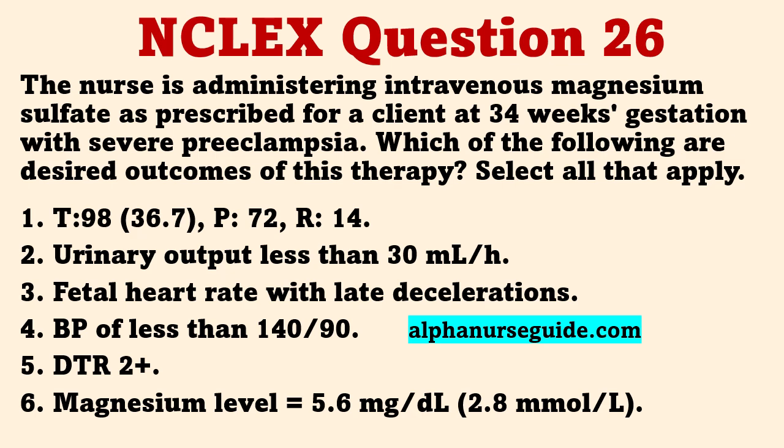Renal compromise is identified with urinary output of less than 30 milliliters per hour. A fetal heart rate that is maintained within the 112 to 160 range is desired, without late or variable decelerations. Deep tendon reflexes should not be diminished or exaggerated. The therapeutic magnesium sulfate level of 5 to 8 milligrams per deciliter is to be maintained.